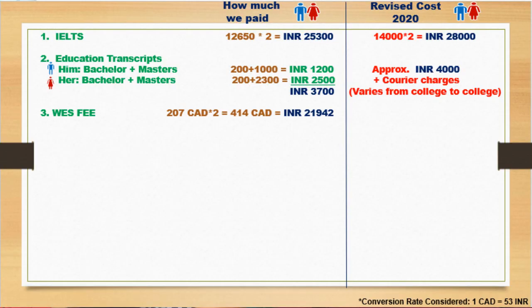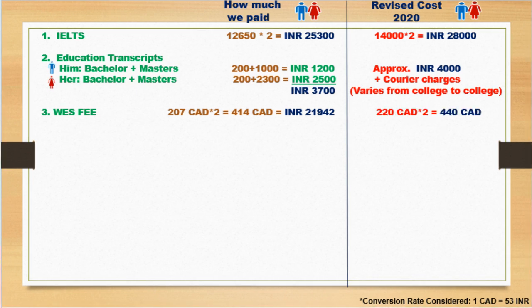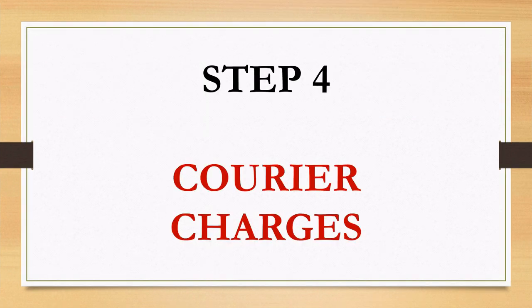Step 3, the WES processing fee. So in 2018, when we applied for Canada PR, WES used to charge 207 Canadian dollars per person. So the total cost came out to be 414 Canadian dollars. But now again, this cost has been revised and now they are charging 220 Canadian dollars per person.